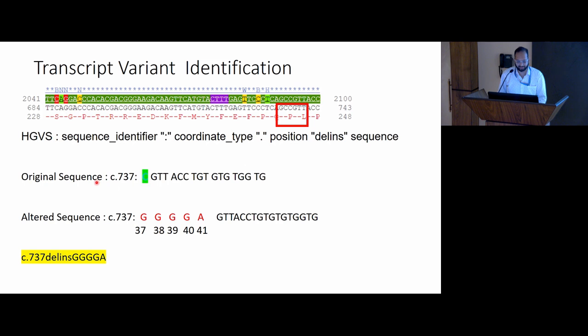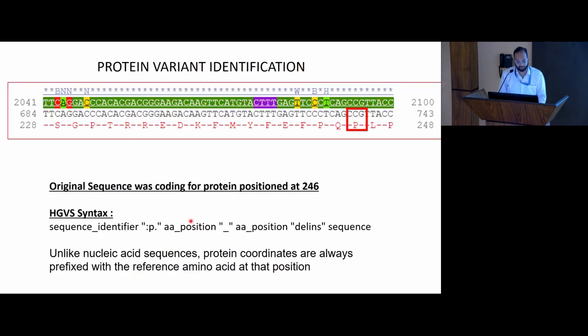Similar goes for transcript. At transcript 737, instead of this G, this change is occurring. So c.737delins, we will write this sequence. Coming to protein, HGVS says that, unlike nucleic acid, protein coordinates are always prefixed with the reference amino acid.